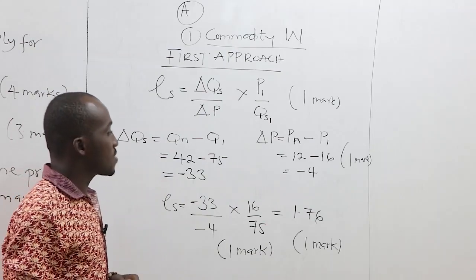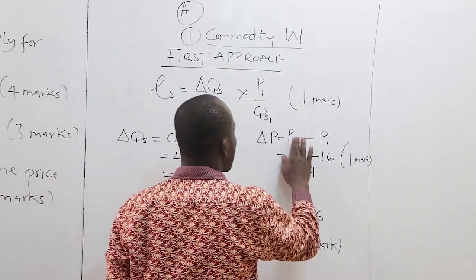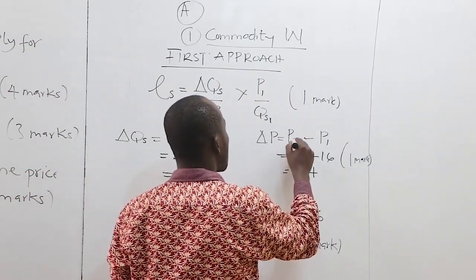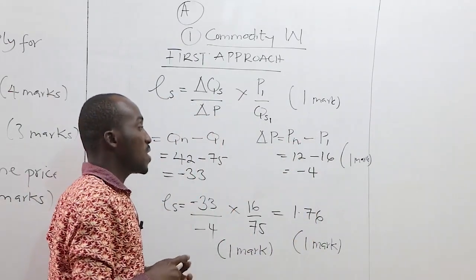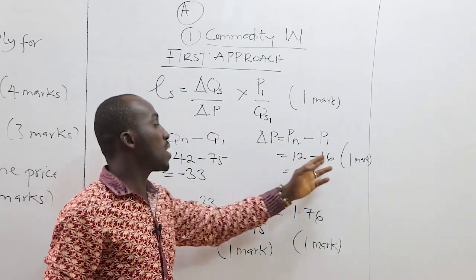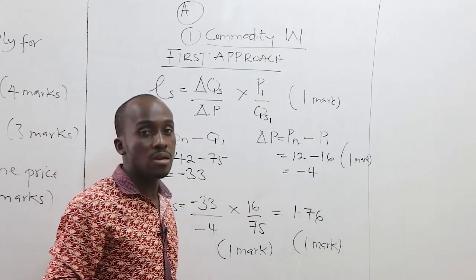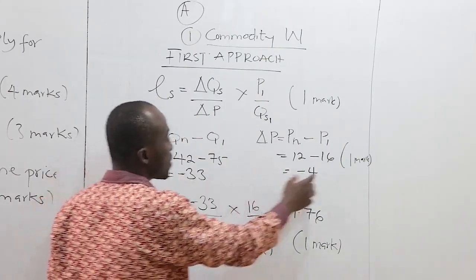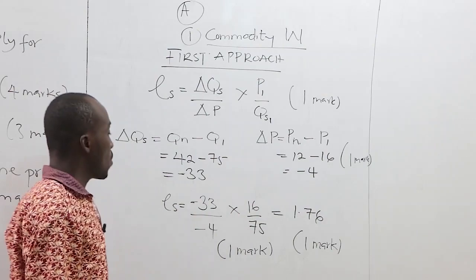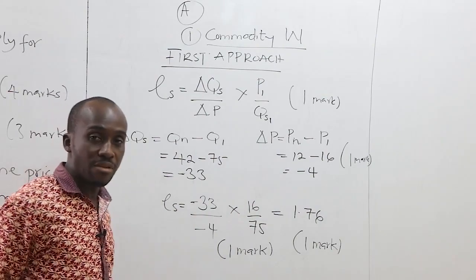Also, when you go to price, you are supposed to find the change in price, which is the new price minus the initial. When the new price is 12, the initial is what? 16. If you subtract, you get what? Negative 4. So when you do this and this one, you get 1 mark. Then your job is very easy. You make life easy for yourself.